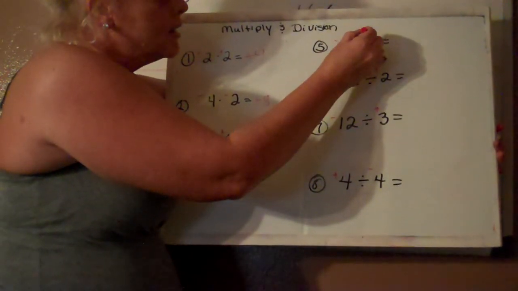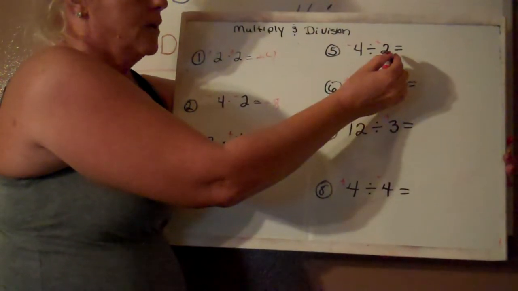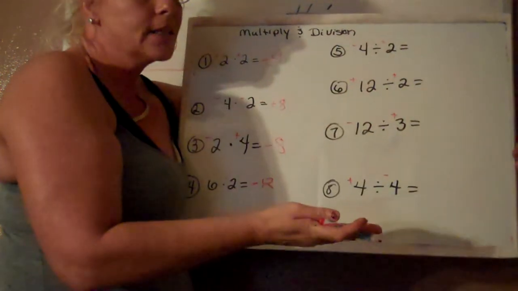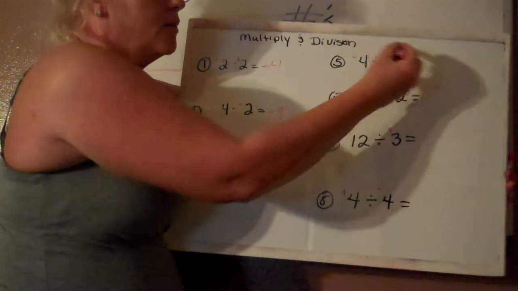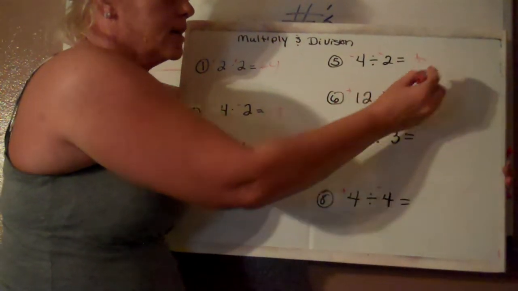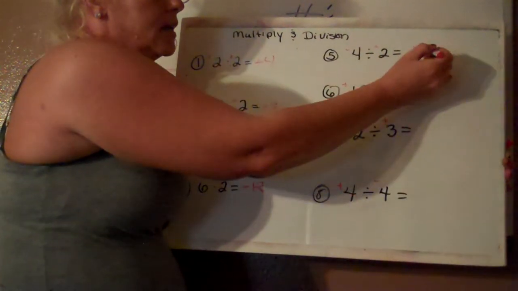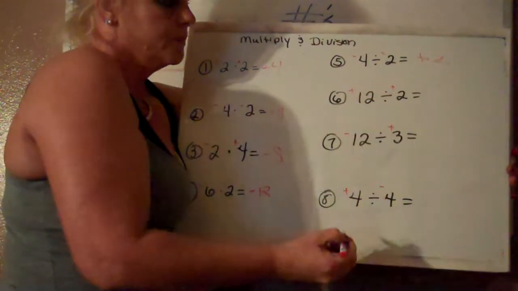We have a negative and a negative, okay? I like to put my sign first and go over the rules first. That way I don't get too mixed up. And I know a negative and a negative is going to equal a positive. And 2 divided into 4 is going to be 2.